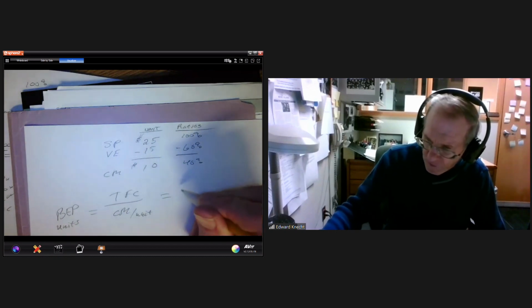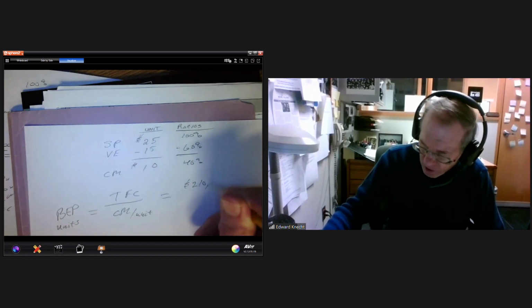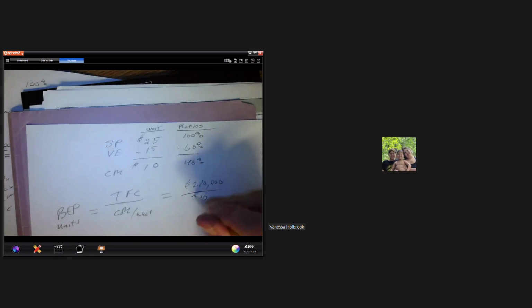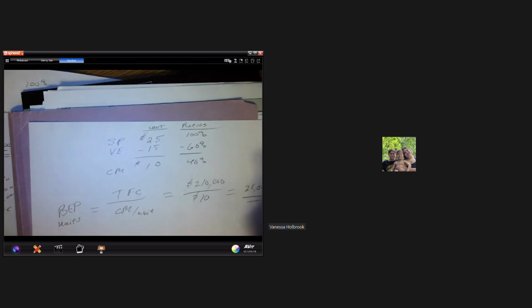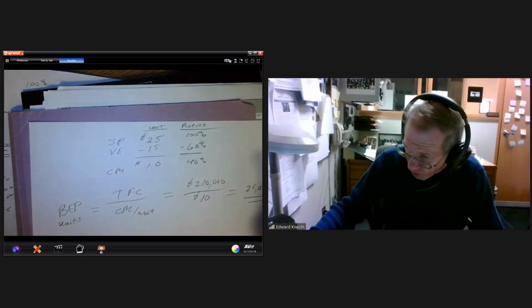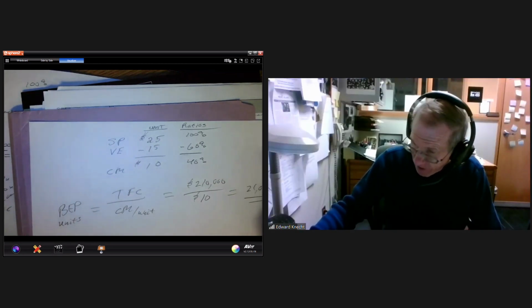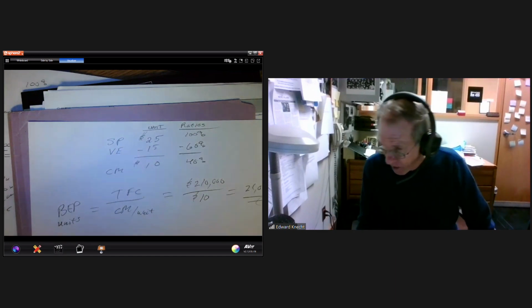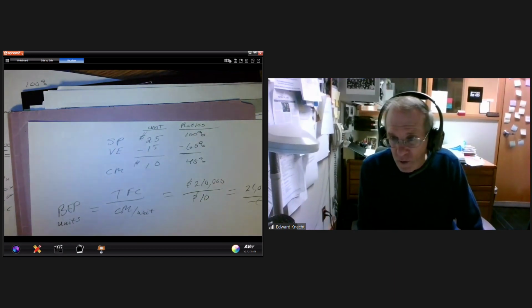Try plugging it into the formula. 210,000 is total fixed cost divided by the contribution margin per unit. How much is the contribution? What is it, 10? And what do you get, Vanessa? How many balls? 21,000. We'll say units because that's the formula, break-even point in units. The units are in balls, so you could say 21,000 units or 21,000 balls. But the question asks, how many balls? 21,000.